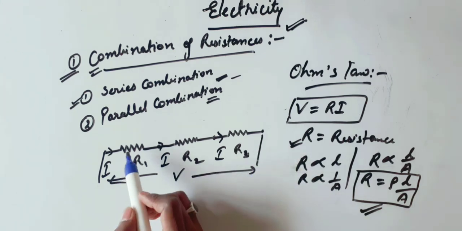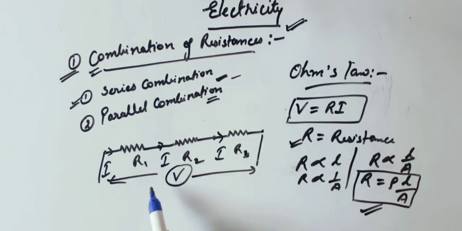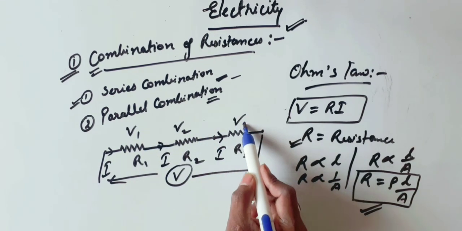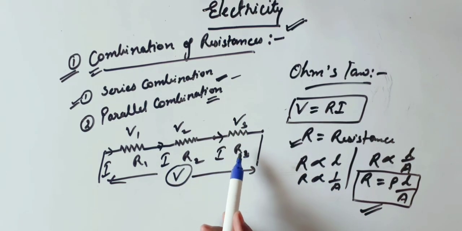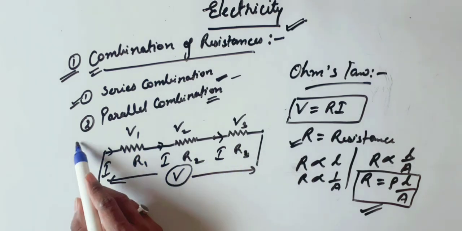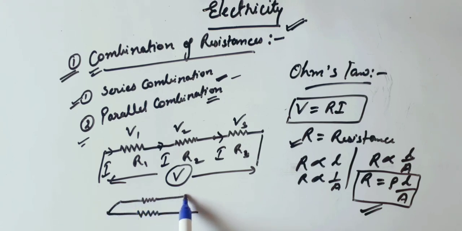In a series combination, the net applied potential is V, but in the case of R1 resistance it will be V1, here V2, here V3. So in the series combination, the current flowing through the circuit will be constant, but the applied potential will be different for all. In parallel combination, two or more resistances are combined through one ending point, and here is also one ending point.